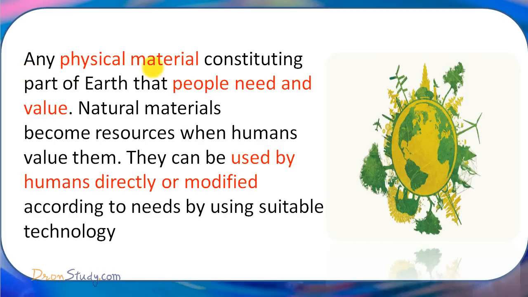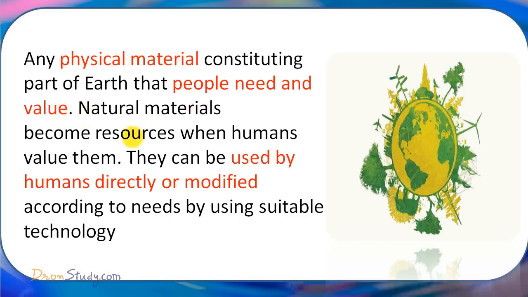So, any physical material constituting part of earth, that means it should be available on earth. If any resource is available on another planet, it will not be available to humans and we cannot use it. So, physical material available on earth that people need and value. Any object does not become a resource until humans need it. Okay, so it must be required by humans.